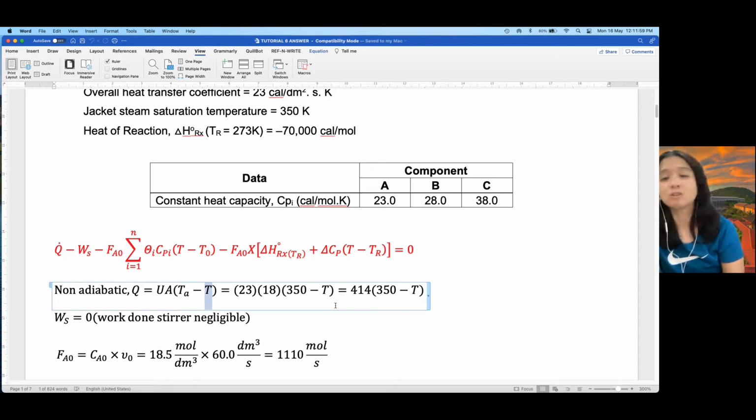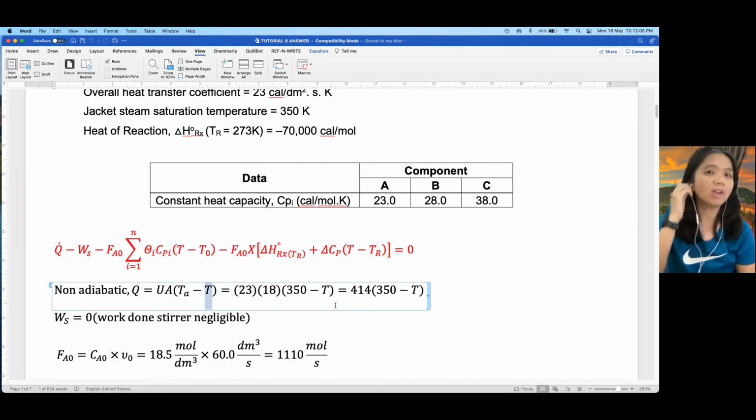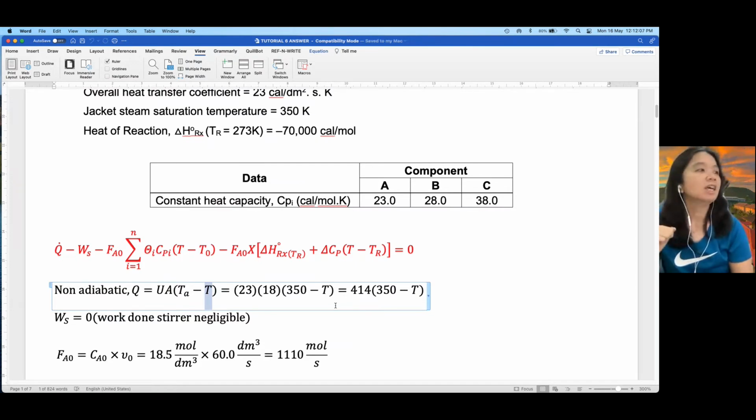Okay, of course it's free for you to open the bracket now. It doesn't matter. It's not wrong. However, to avoid confusion in calculation, I will always ask my students not to open the bracket first. Only open when it's necessary. So in this case, you can solve the front part. The 23 and 18 you may multiply, but the bracket 350 minus T, if it's me, I will just leave it as it is first. Okay, so done for Q.